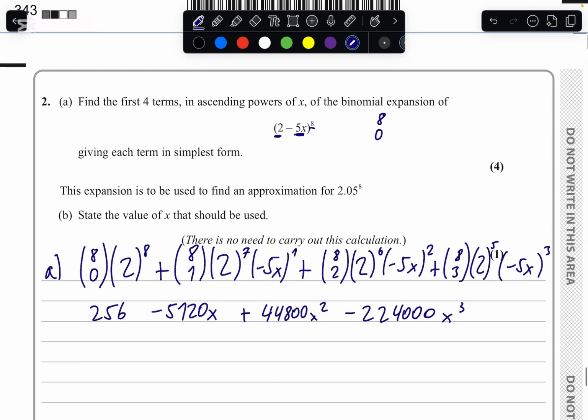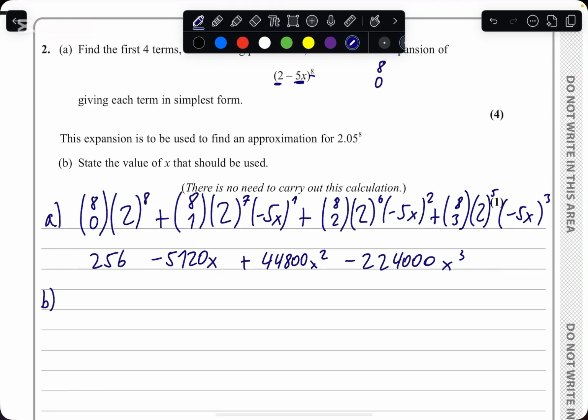In part B, it says that this expansion was used to find an approximation for 2.05 to the power of 8, and we need to find the value of x that should be used for this to be valid. Since the powers are equal, we can just set the bracket to be equal to 2.05.